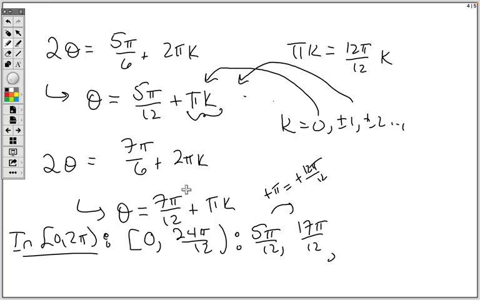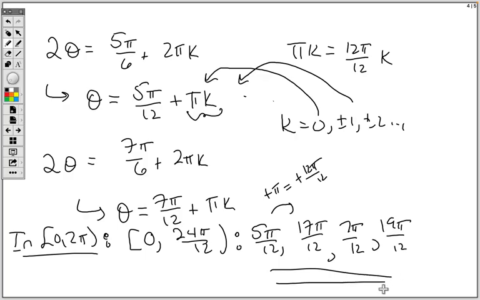I can do the same thing here. Here I start with 7 pi over 12. If I add 12 pi over 12, I'm up to 19 pi over 12. If I add in another 12 pi over 12, I've overshot the 24 pi over 12. If I started with the negatives, once again, I'd have 7 pi over 12 minus 12 pi over 12. That's a negative, so that would undershoot the 0 here. So these are the solutions that live between 0 and 2 pi.